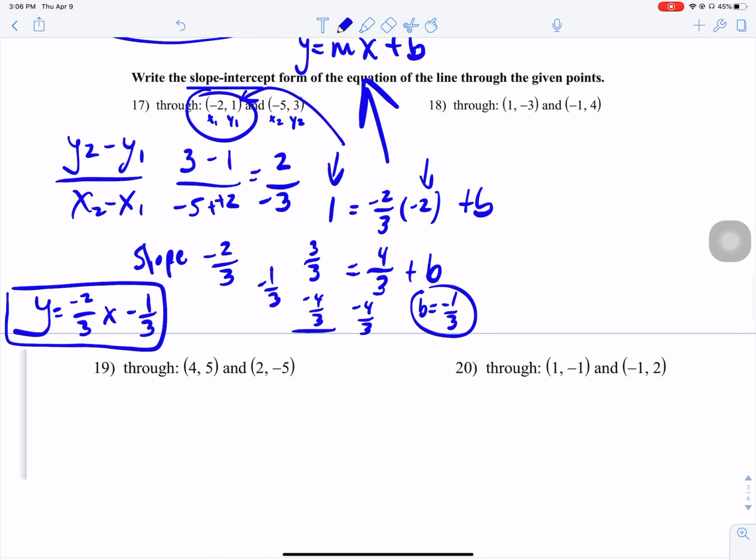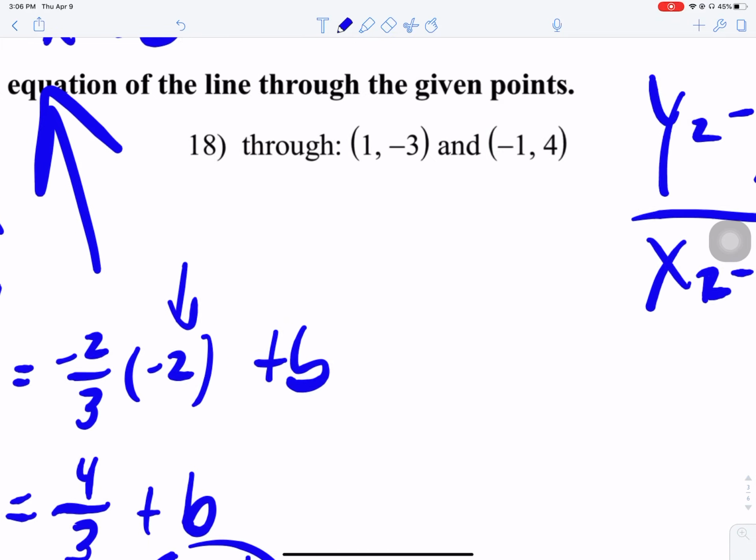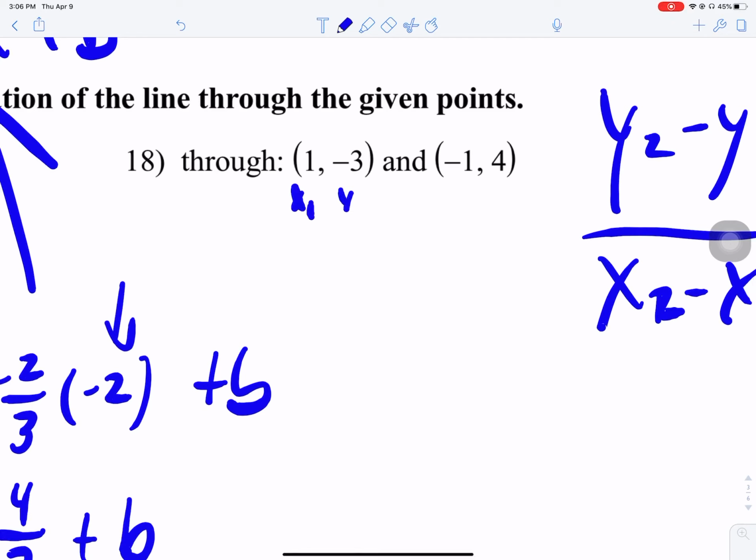I'm going to do it again on this number 18, 19, and 20. Trust me, I know when you watch that, you're like, what? Okay. But watch it again, and then rewatch it. It's okay. y2 minus y1 over x2 minus x1. And then label these for you to help x1, y1, x2, y2. And then plug them in correctly.